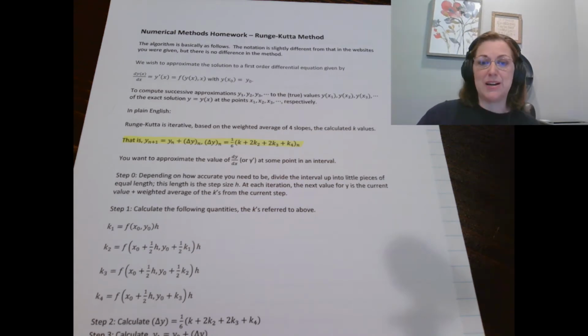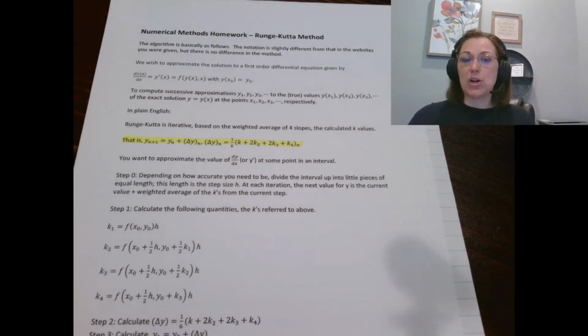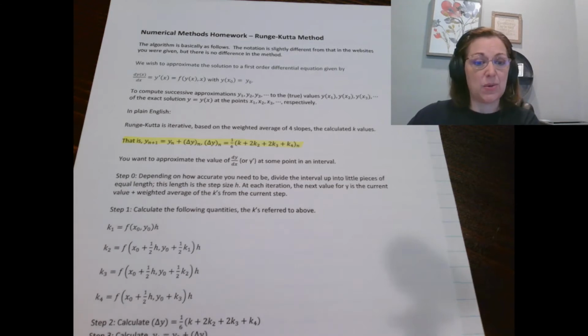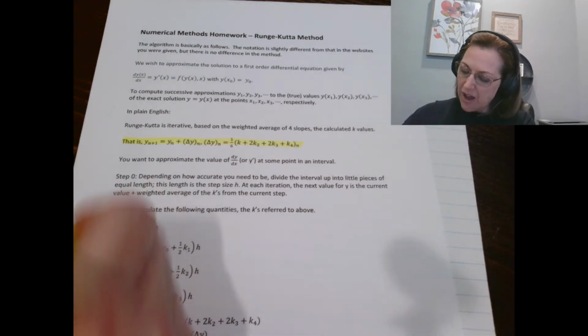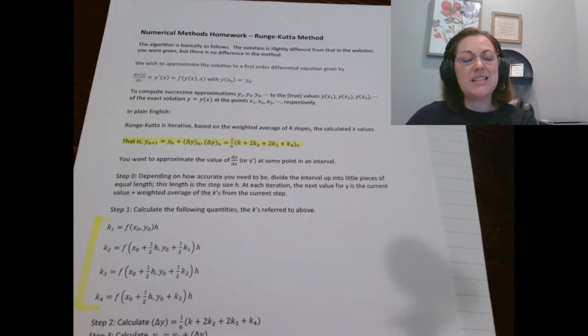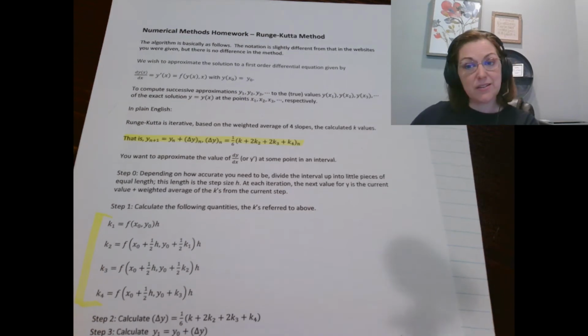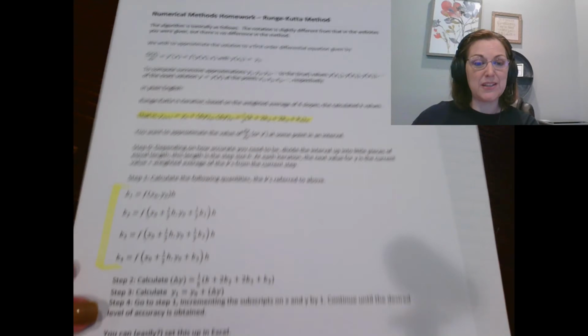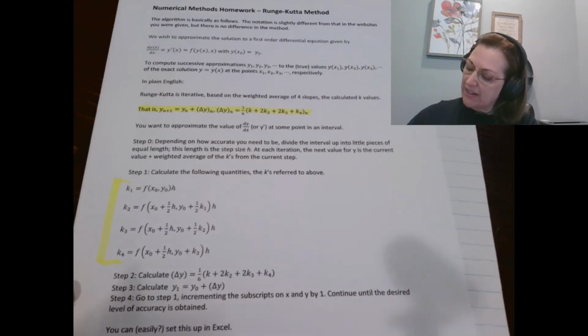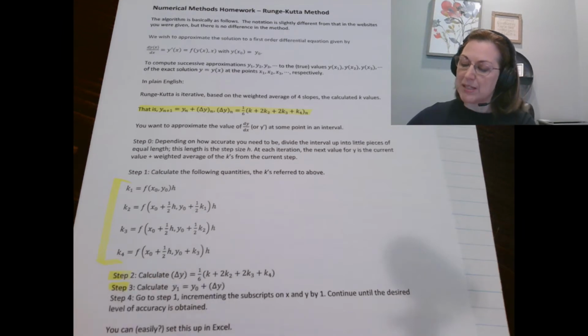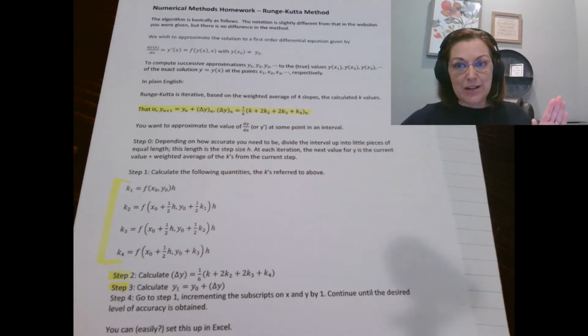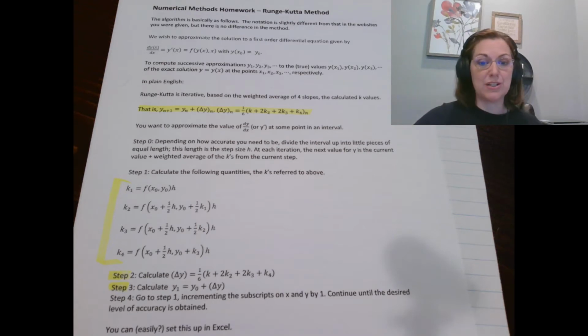The important part is that you want to divide up the integral into little pieces of equal length. That length is going to be your step size h. And then the values of K1, K2, K3, and K4 are given by these formulas. You can see that they're very different, but still the same method. And then we can calculate our delta y, and we'll finish up by doing our approximation by adding our initial value for y plus our delta y.